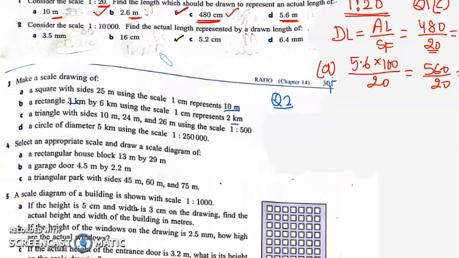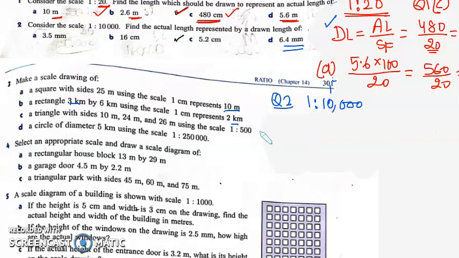In question 2, we will take whichever is a bit difficult one. Okay, it is millimeter, so we will take this one. Consider the scale 1:10,000. Find the actual length represented by a drawn length of 6.4 millimeter. As the question is asking for actual length, we have this formula.